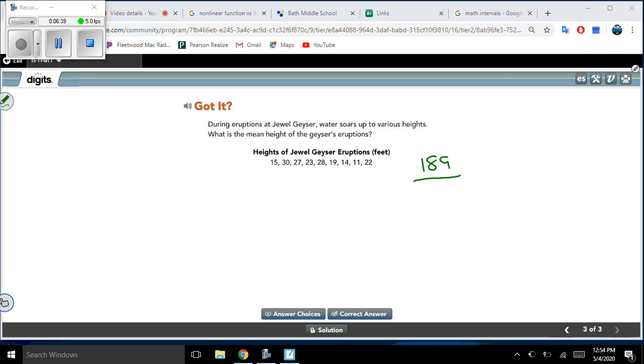And I'm going to divide it by the number of data points I have. 1, 2, 3, 4, 5, 6, 7, 8, 9. I have 9 data points. So 189 divided by 9 equals 21. So that means the average height of the geyser is about 21 feet. So my correct answer should be C. Okay? All right, move on to part 2.